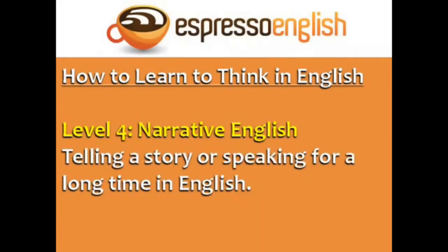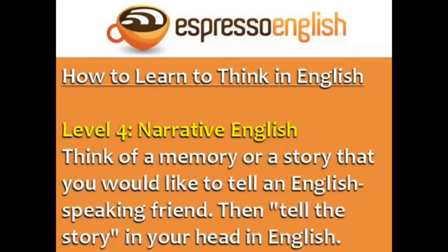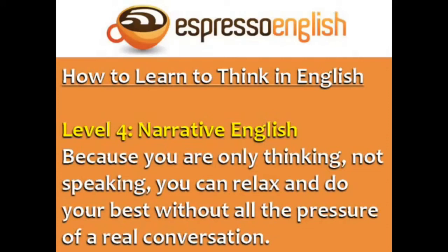Level 4 is narrative English, telling a story or speaking for a long time in English. It's best to do this exercise when you have some time, like when you're waiting in line or taking public transportation. Think of a memory or story that you would like to tell an English-speaking friend. Then, tell the story in your head in English. Because you are only thinking, not speaking, you can relax and do your best without all the pressure of a real conversation.